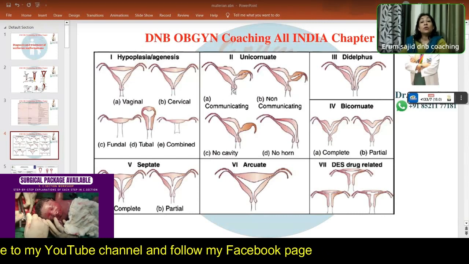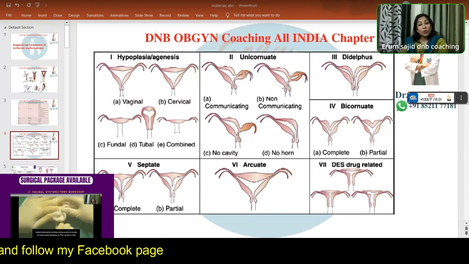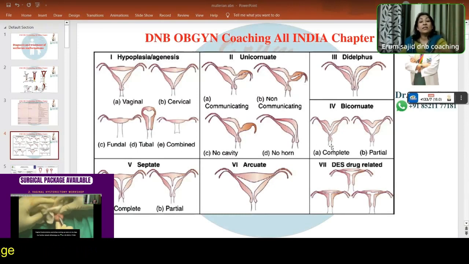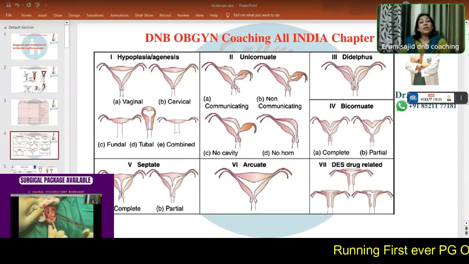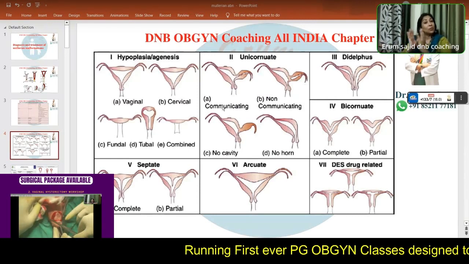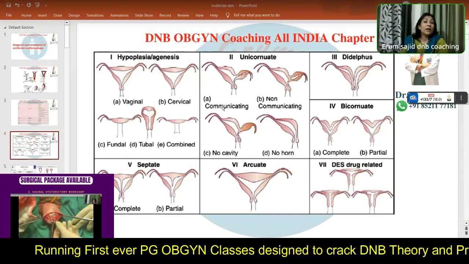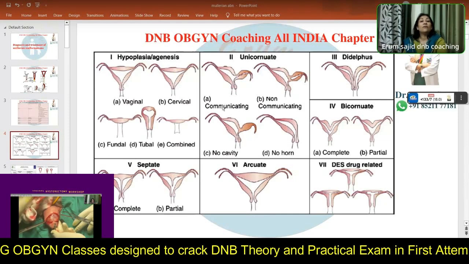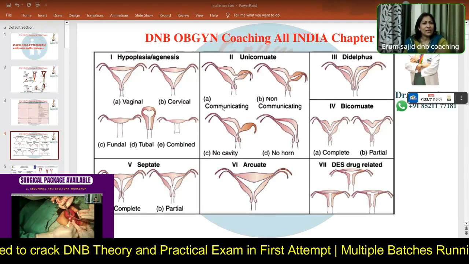So a unicornuate uterus might come with another horn, which could have a communicating cavity, which could have a non-communicating cavity, which could have no cavity at all, and there could be no horn at all. So A, B, C, D. Remember that, because even that I'm going to ask you. To A there is both: there is a horn and there is a communicating cavity, which is okay. To B there is a horn but no communication with it. To C, there is no cavity only. What communication are you talking about? And then D is no horn. Forget about cavity, forget about communication. A, B, C, D. So it's very simple.